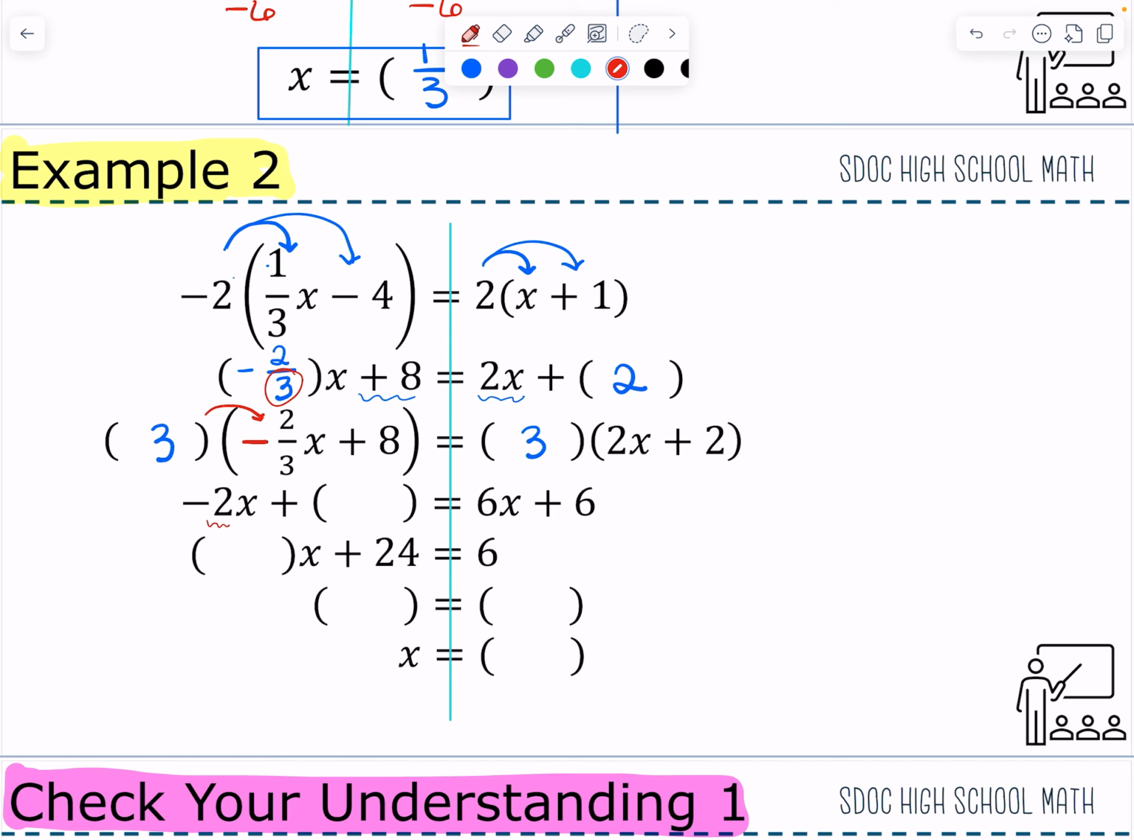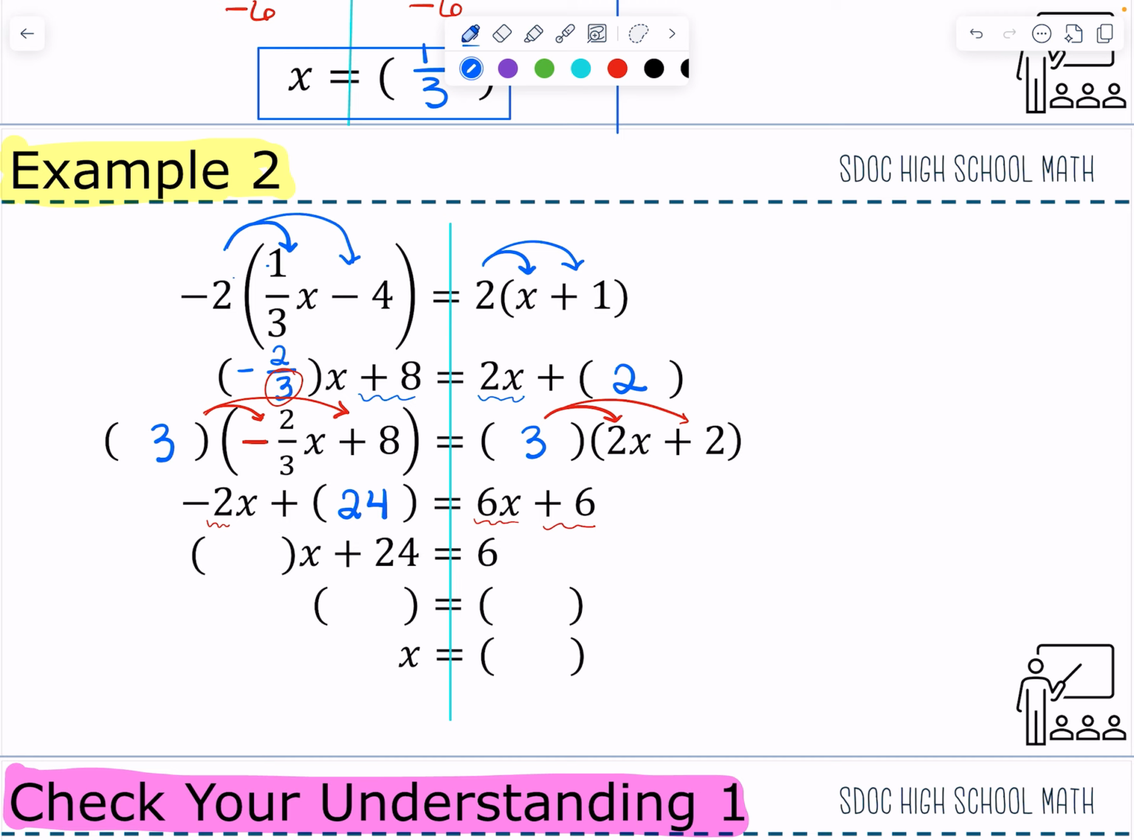Voila, our fraction's gone. Now we're going to do 3 times 8. That gives me positive 24. That's the left side. Got rid of the fraction, but we still have to multiply that right side times 3. 3 times 2x is 6x. 3 times 2 is positive 6. Okay, no more fractions. Now we can start moving things from the left side to the right side.